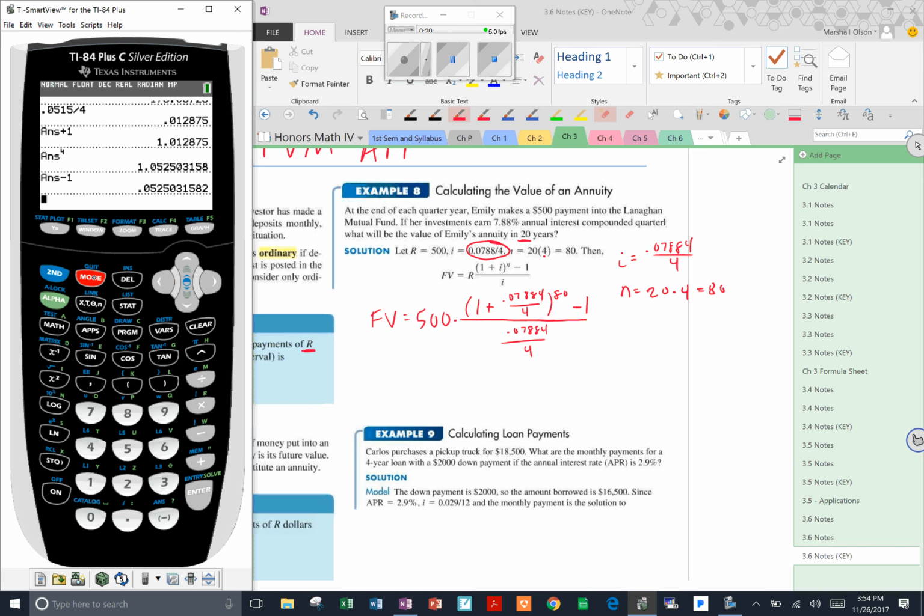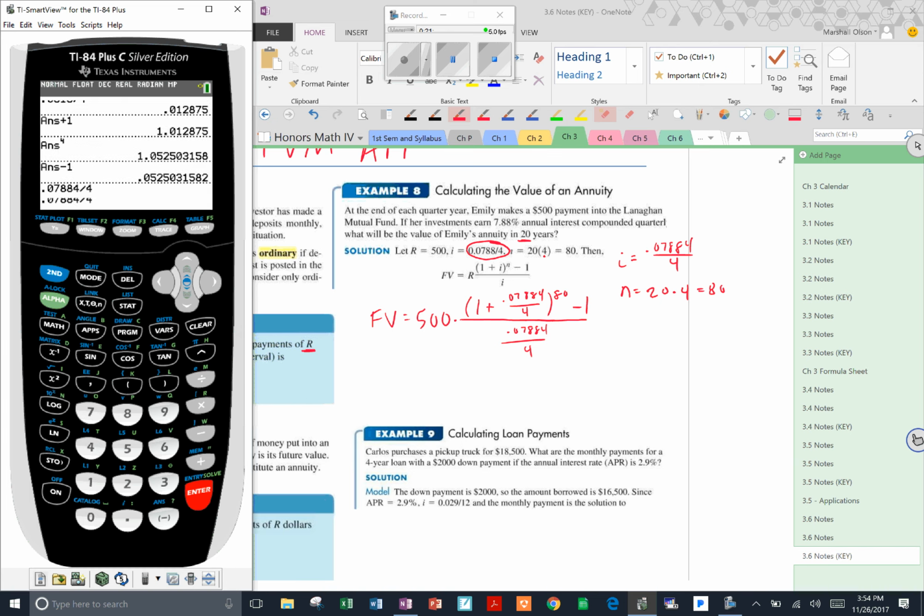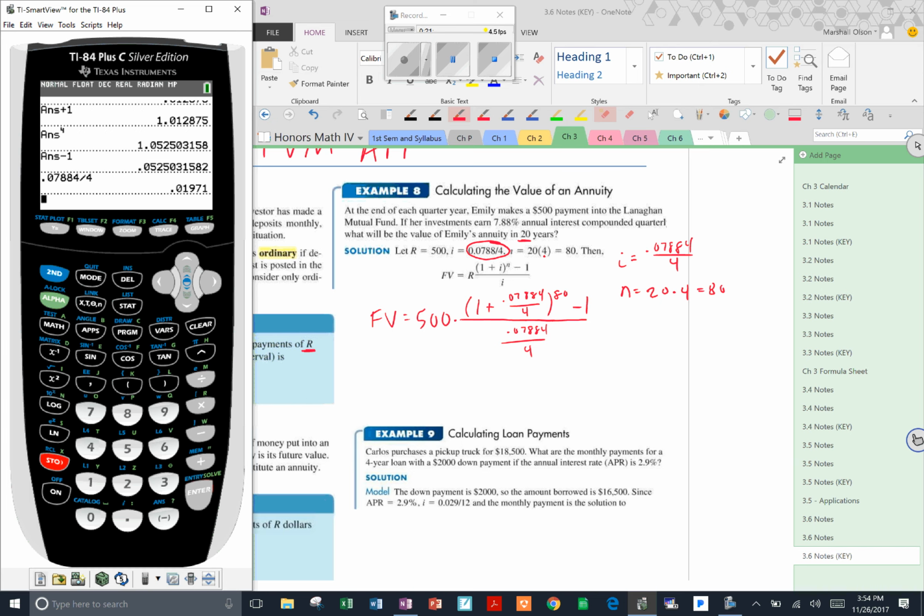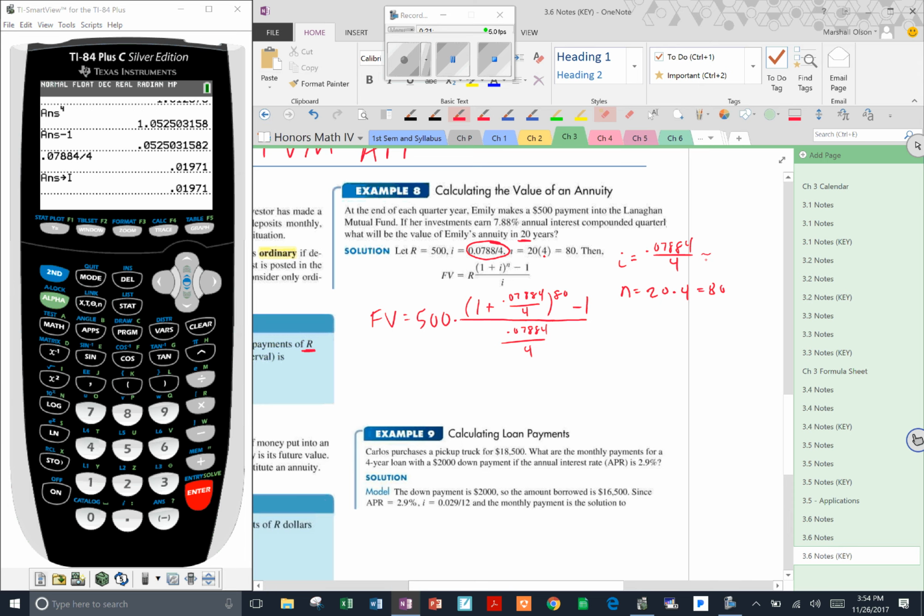So I'm going to calculate that I value first. So I have 0.07884 divided by 4. I'm going to store that as alpha I. Okay, so that's stored, although 0.01971 is not that hard. I'm going to write that down. 0.01971. We could probably just use that too.